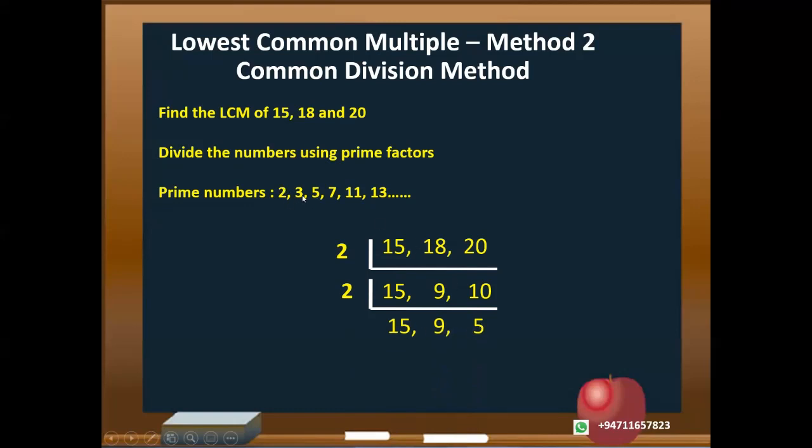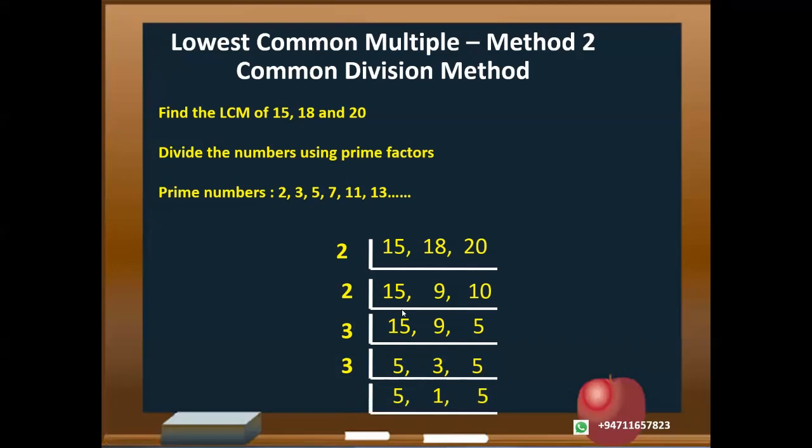Then you can check whether we can divide these numbers by 3 exactly without getting any remainders. Yes, 15 and 9 both can be divided by 3. Therefore, we are going to divide by 3. So 15 divided by 3 is 5. 9 divided by 3 is 3. And 5 you have to write as it is. As 3 is there, again you can divide this by 3. So 3 divided by 3 is 1. Then 5 you have to write as it is. Then finally you can divide these numbers by 5.